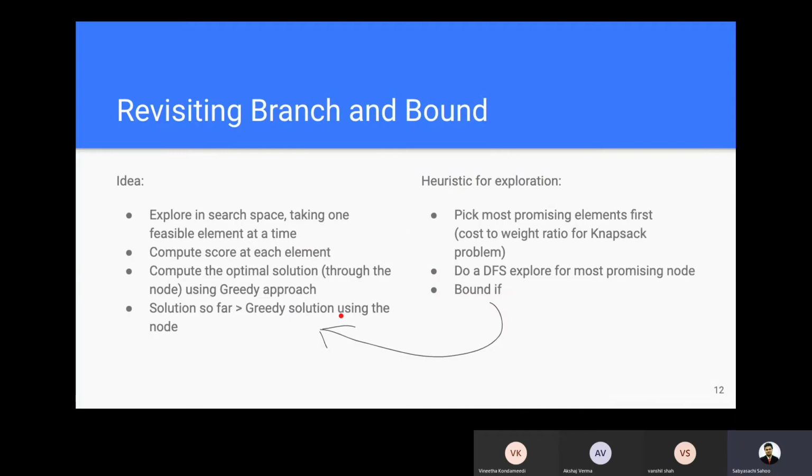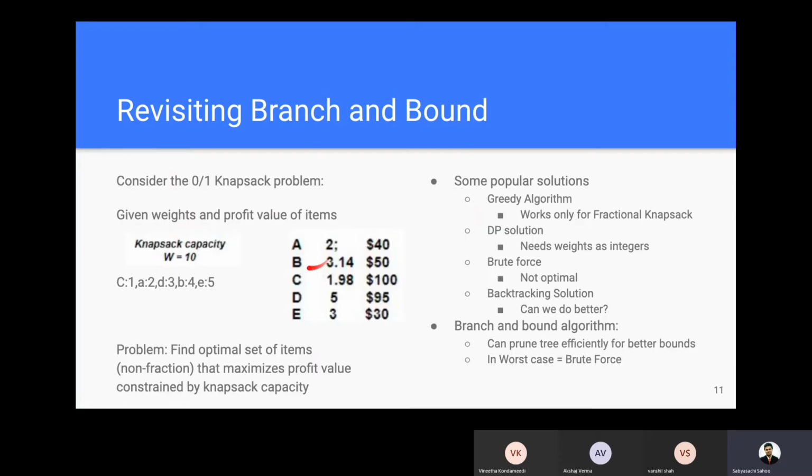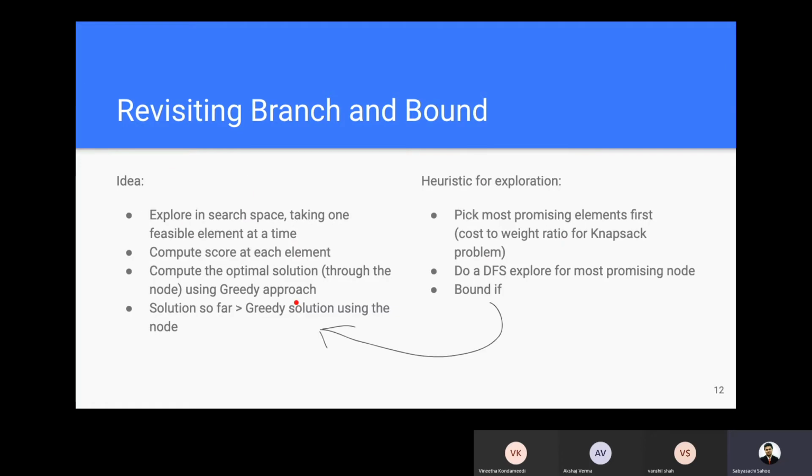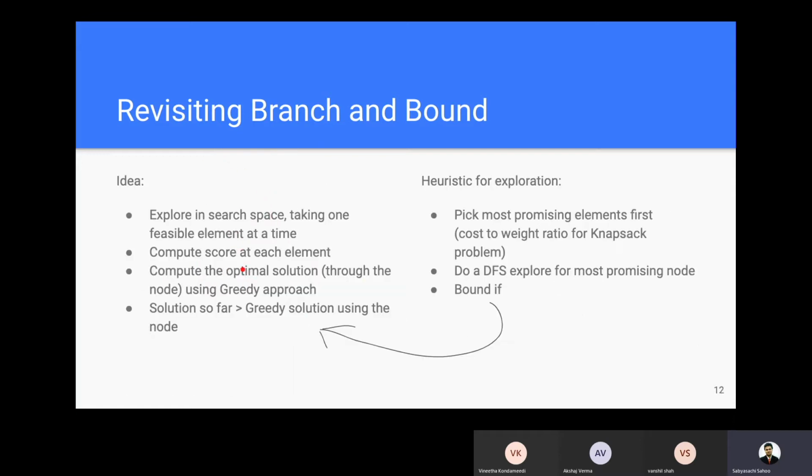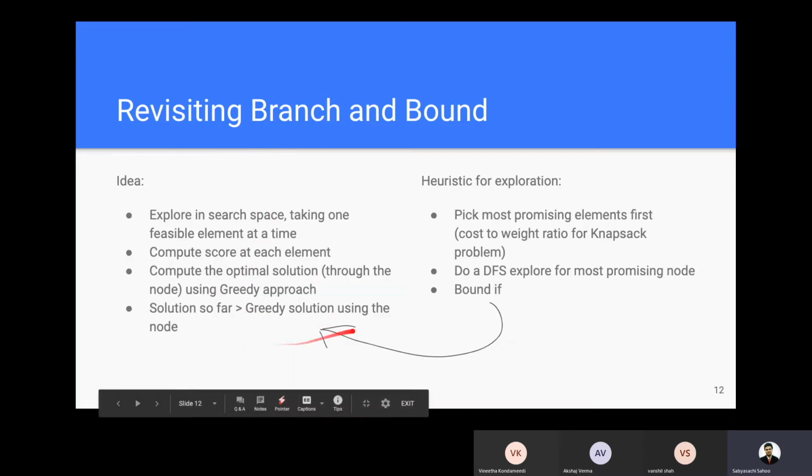Now, essentially, our main idea is that we would like to explore the search space, A, B, C, A, B, D, B, D, E, in a systematic manner and try to compute score and optimal solution using greedy search. So even though here we are solving 0-1 knapsack, we are still going to find the greedy score at every element, and we'll try to apply a bound.